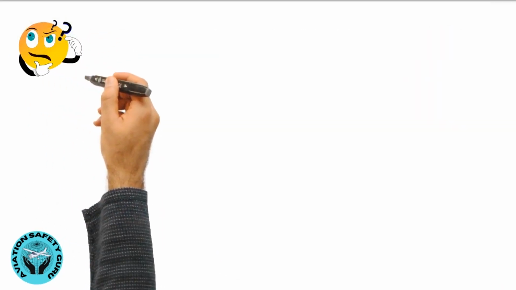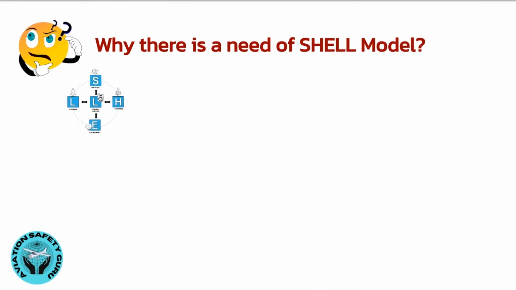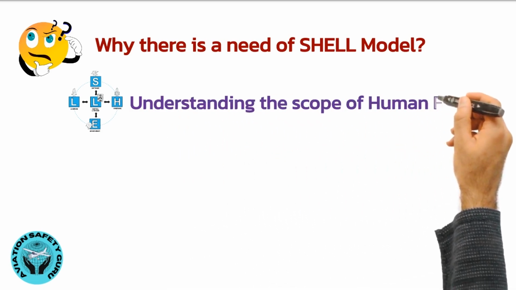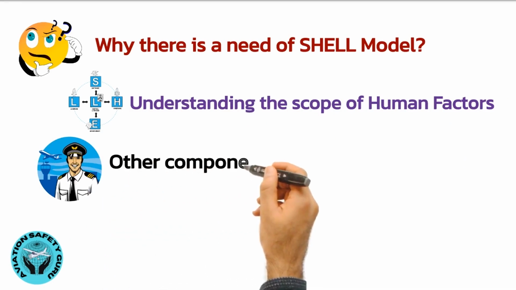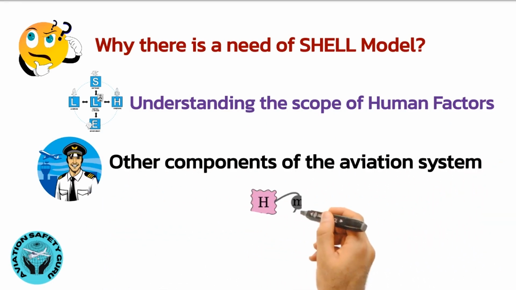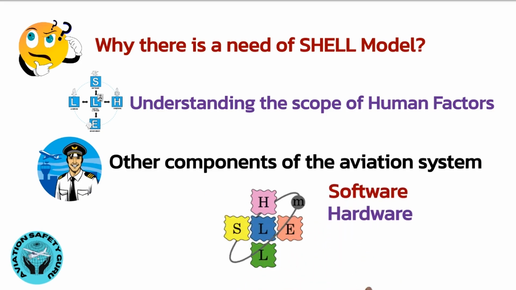A question can be asked, why is there a need for the shell model? Actually, the shell model helps us in understanding the scope of human factors, and also the interaction between humans and other components of the aviation system. The term shell refers to software, hardware, environment, and liveware.